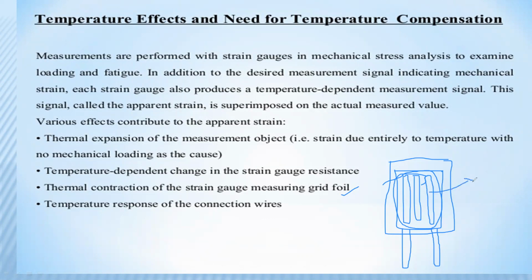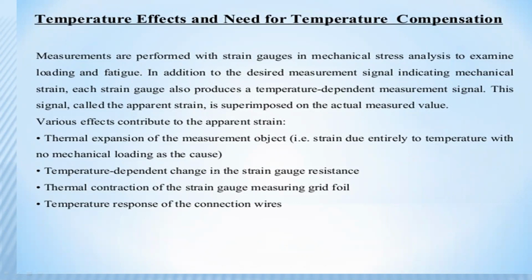This grid foil is used to measure how much temperature is developed in the strain gauge. It is calculated with the help of a sensor and a display. With the help of that display, that temperature value we can see on the display. Okay, and next one, temperature response of the connection of wires. So in different objects we are using different connections, that is bonded strain gauge or unbonded strain gauge or wire type strain gauges we are using.